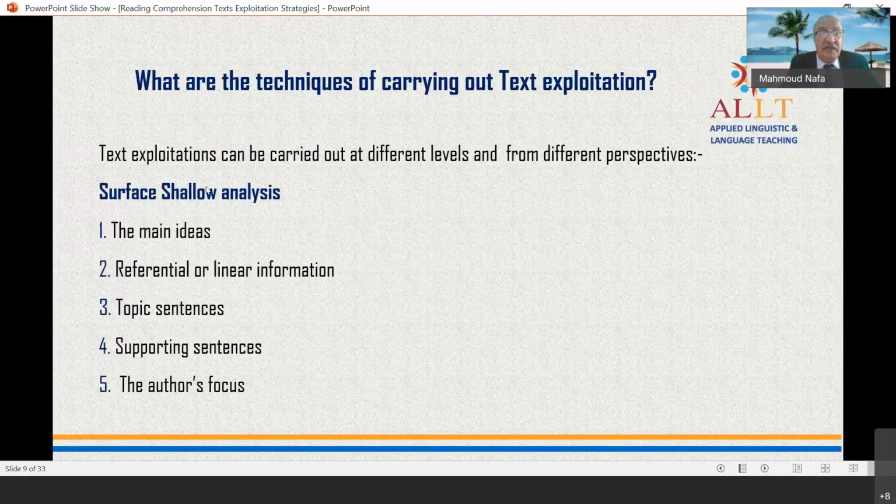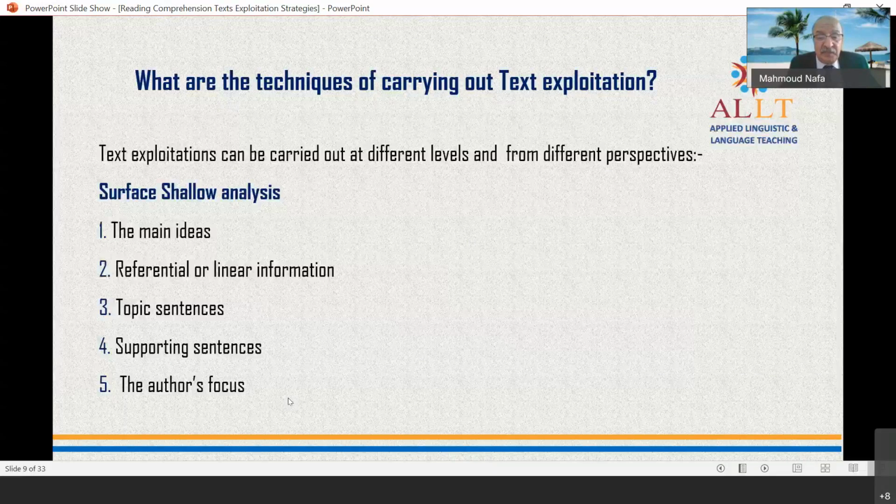Now, we have shallow analysis. We will ask them simply, what is the main idea of the text? And then we will ask them some linear, referential questions. For example, if we are teaching them about the UAE, we will ask them, what is the capital of the UAE? Then we will ask them, could you give me a topic sentence? What is the topic sentence? Then how many supporting sentences are there? What function do they have? Do they give examples, illustrations, etc.?